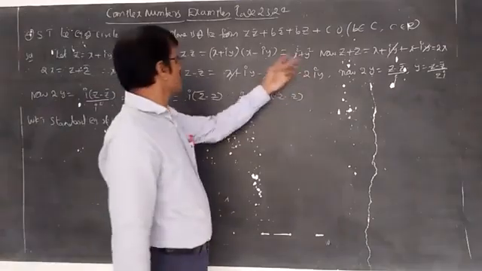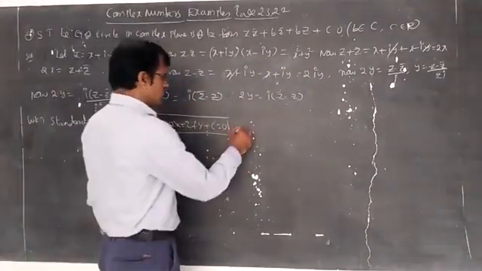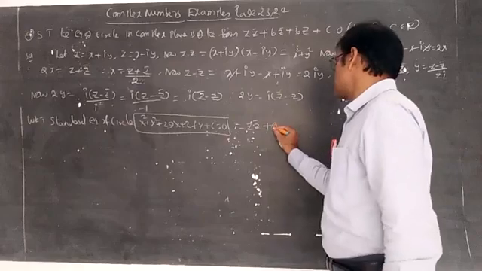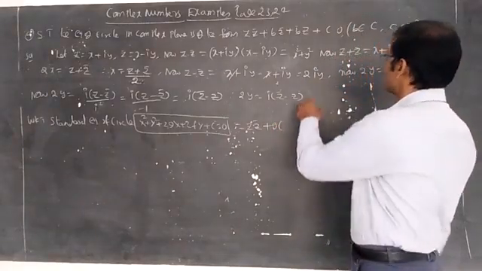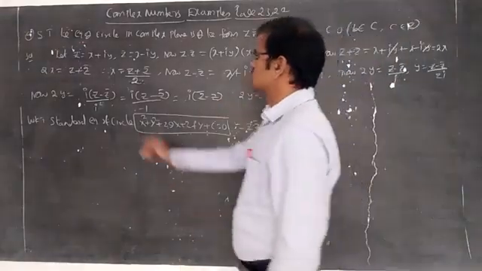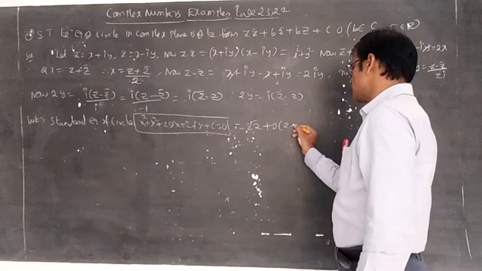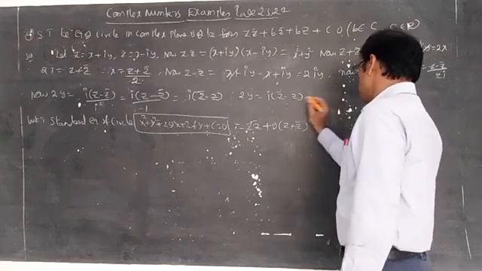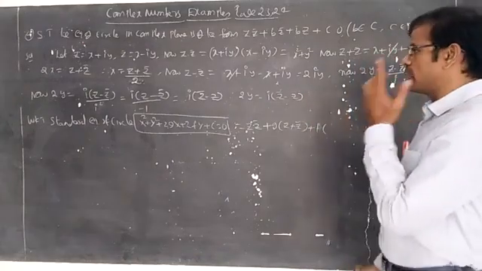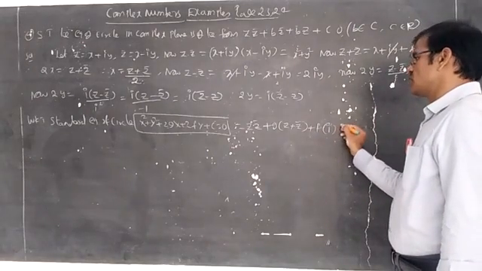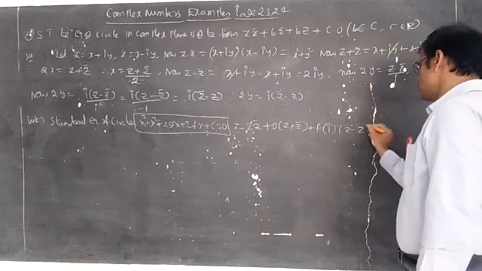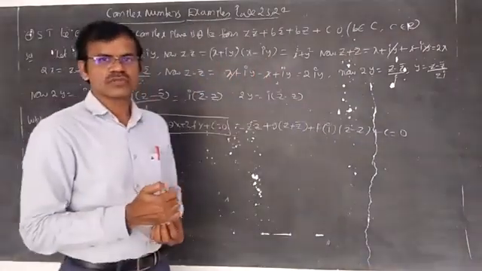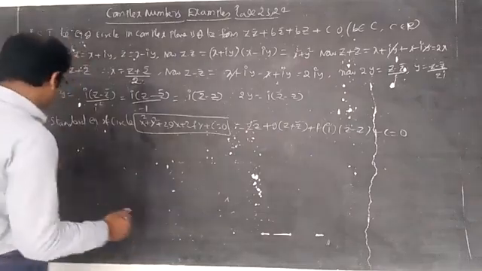Now x square plus y square you can write as z z bar. Plus 2g x, and in terms of 2x we got z plus z bar. Plus 2f y, and for 2y we got i into (z bar minus z), plus c is equal to 0. So we are converting the equation of a circle into complex numbers.